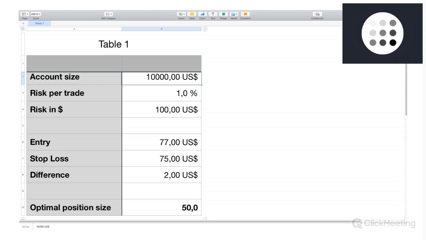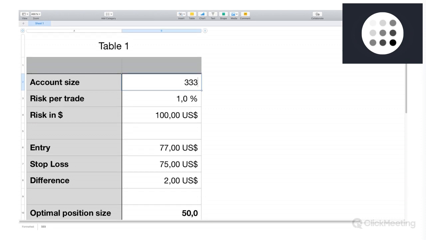$1 trillion, 10 bucks, everything is possible. Just give me a number that we can practice together. Perfect, 333. And the risk per trade, what should it be? 1.5, okay, 1.5. This means the risk in dollar terms is 5% per trade.